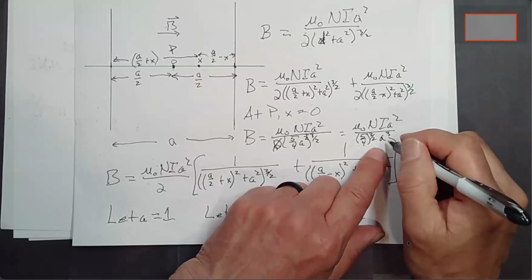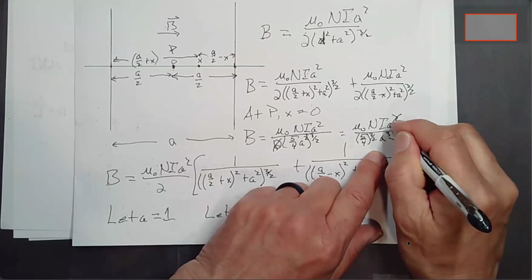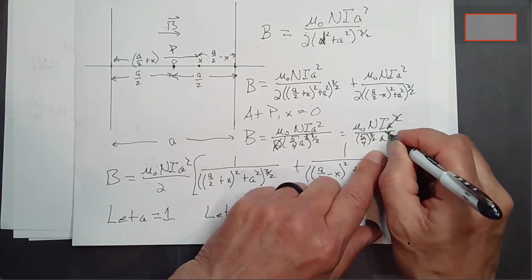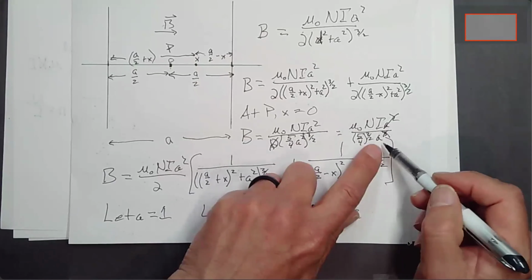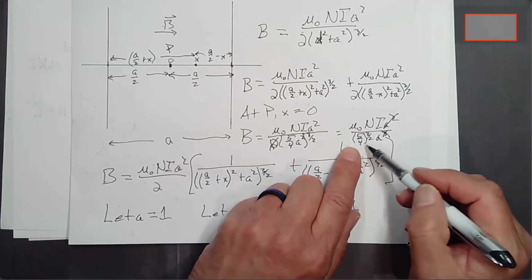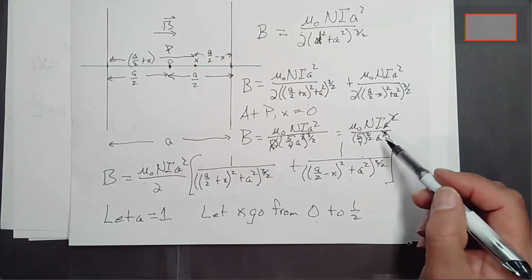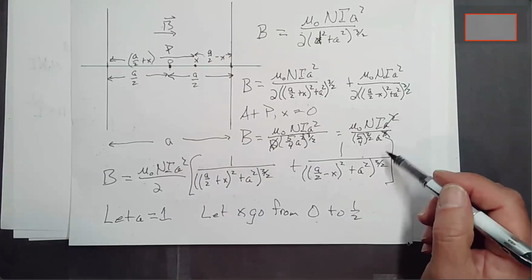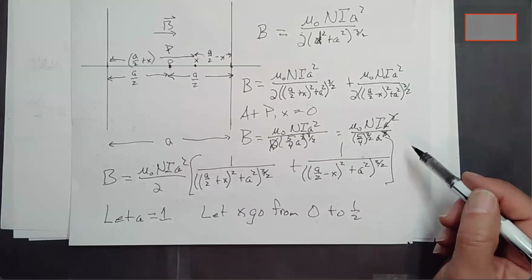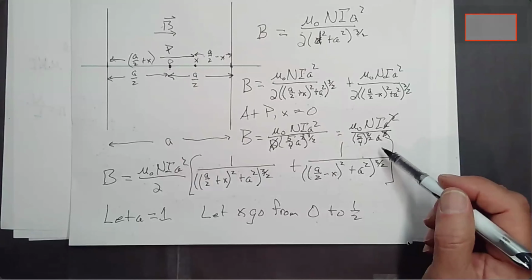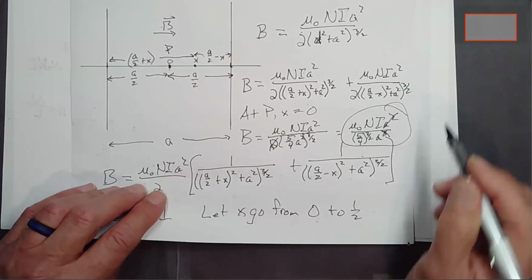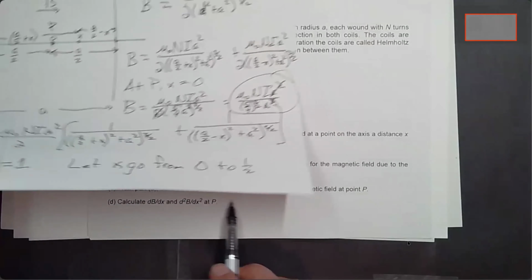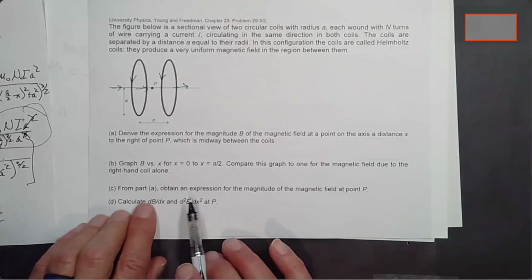But anyway, this ends up leaving me an A on the bottom. So I'll have mu naught N I over A times 5/4 to the 3 halves. And that'll be the magnetic field strength at the center of the thing. So we could actually do that with the coils that we have at school. So that's actually part C.